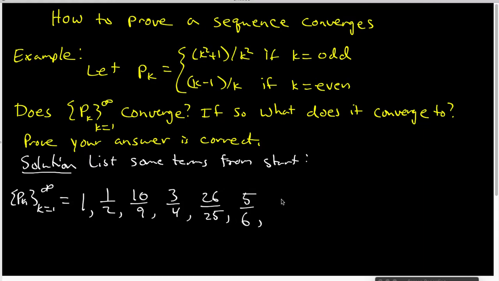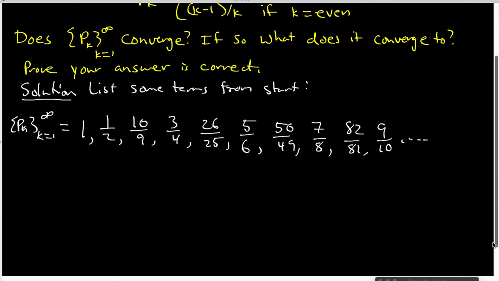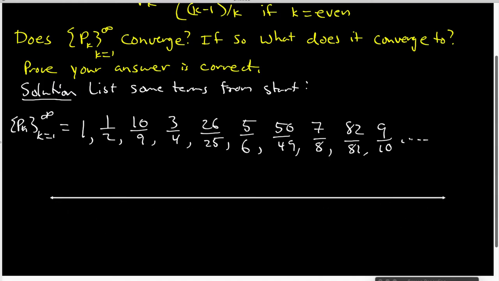and then we're going to have 50/49, and then we will have 7/8, followed by 82/81, followed by 9/10. And that's enough terms for me to get a good idea about what's going on. It also helps to sometimes graph these terms on a number line.